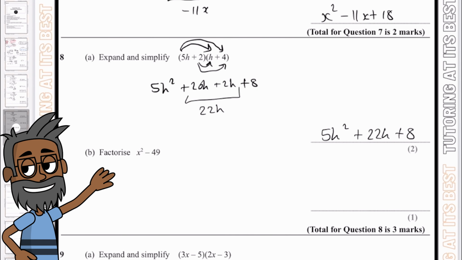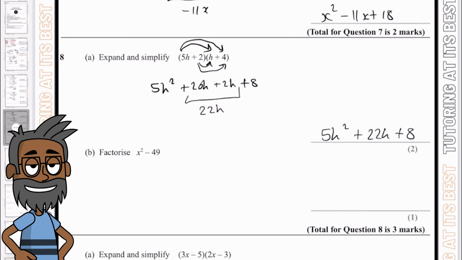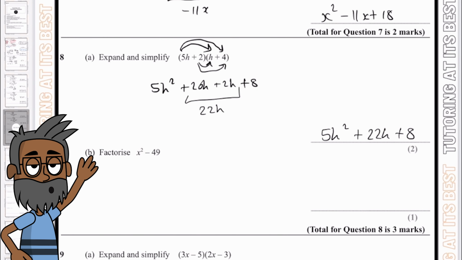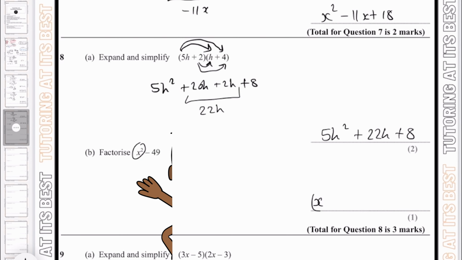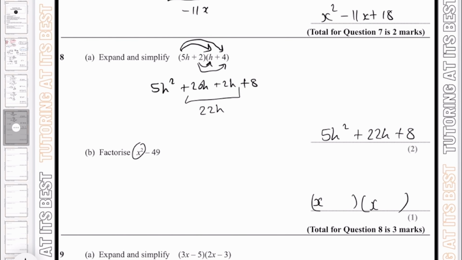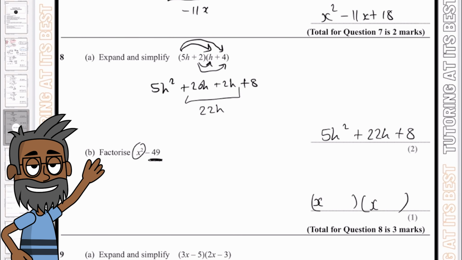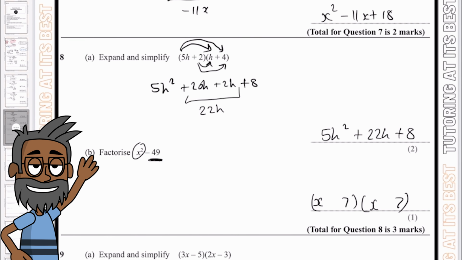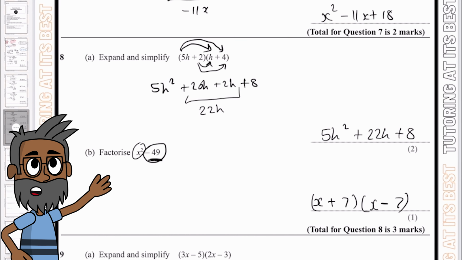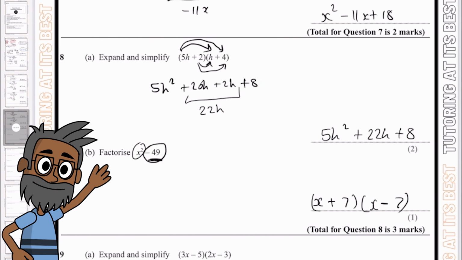But hey, now for part B, we're factorizing x squared minus 49. So what do we do in this instance here? Well, we know we have two x's. So again, we can write out our brackets here. But now we need to simply find two numbers that can multiply to give us 49. Well, we know 7 times 7 is 49. So we can simply write down 7. But then it should also give us a minus 49. So we know one must be a positive and one must be a negative, because a positive and a negative will give us a negative.